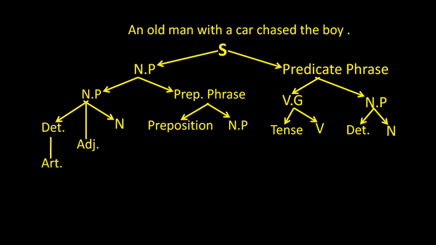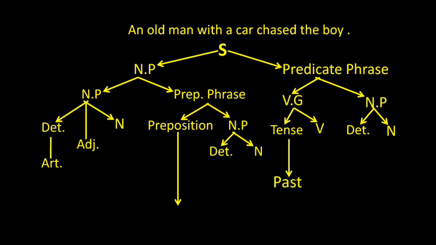Now the determiner, that is article, and the preposition, the noun phrase can be divided into two, that is determiner and noun. With a car, a car: a is determiner article and car is noun. It is a noun phrase that can be divided into two, this noun phrase which you have seen on the screen.